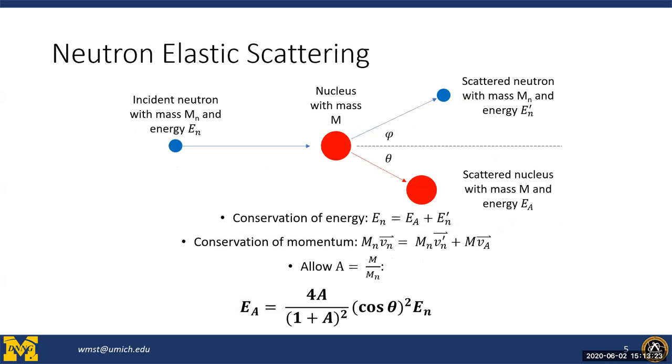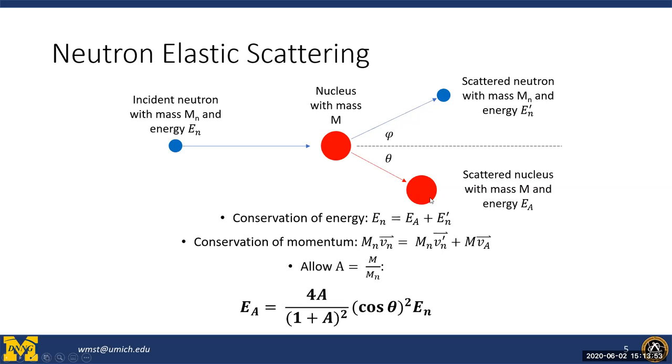So let's take a look at elastic scattering in this case. So let's assume we have some incident neutron that has mass M sub n and has some energy E sub n, and it's incident on some nucleus with mass m there. This neutron goes and scatters at some angle phi, and the nucleus recoils with some angle theta.